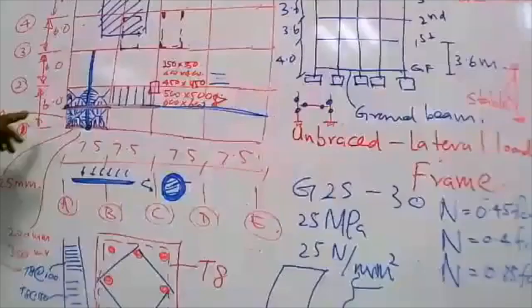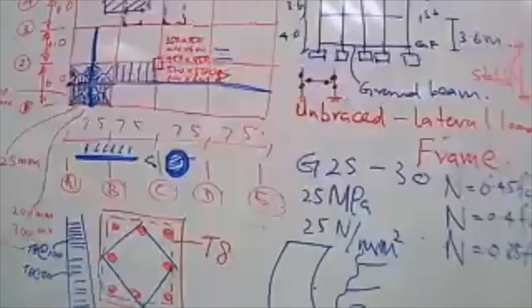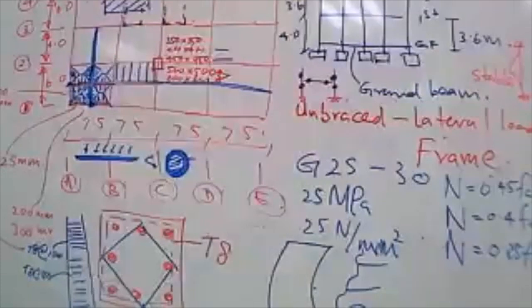Width of the beam will depend. For main beams, I prefer a minimum width of 300 millimeters. I'm going to get a lot of reinforcement so I can easily fix the reinforcement. Whereas for secondary beams, I'm okay with 250 millimeters.